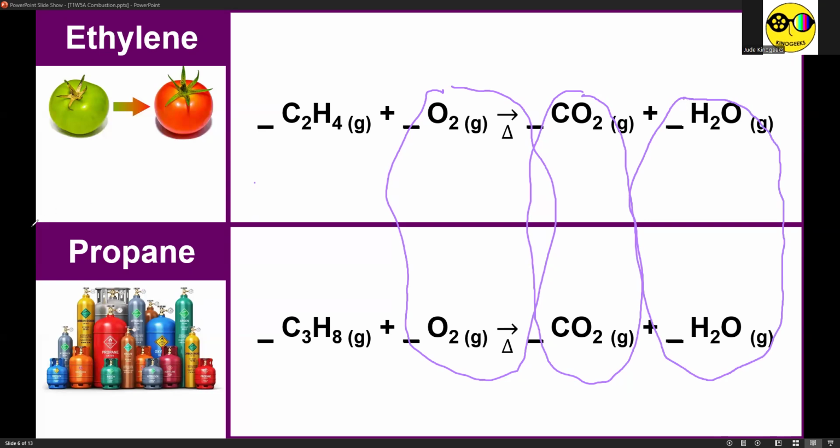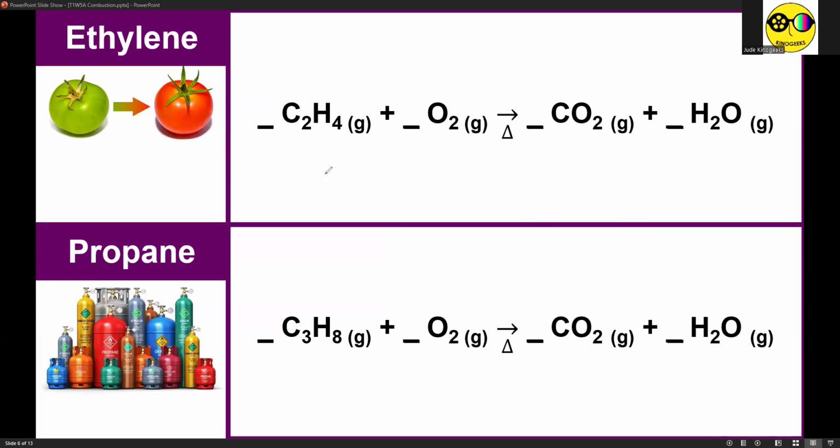And as I mentioned a while ago, when balancing combustion equations, you must follow CHO. When we say CHO, carbon first, followed by hydrogen, and then oxygen. On the left side, you have two carbon atoms, and on the right side, you have one carbon atom. For one to become two, you have to multiply CO2 by 2. For hydrogen, you have four hydrogen atoms on the left side, and only two hydrogen atoms on the right side. So for 2 to become 4, we have to multiply H2O by 2.